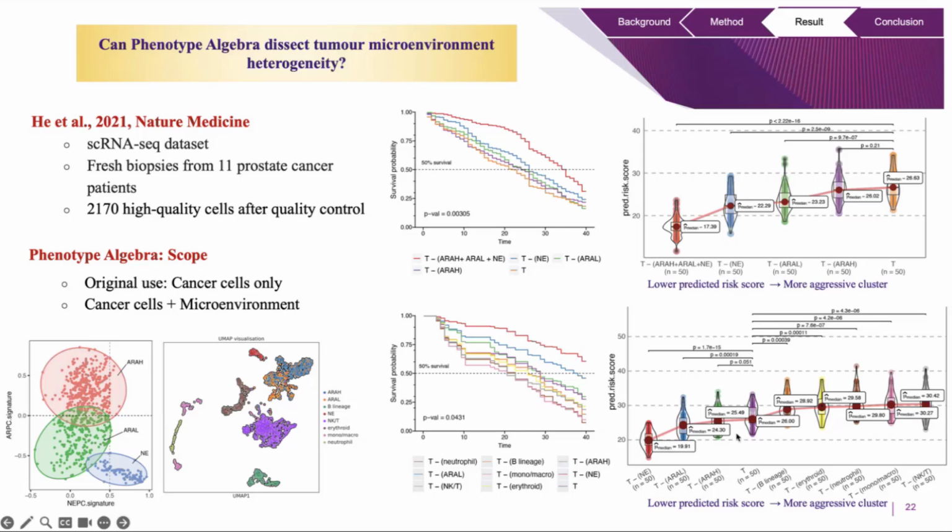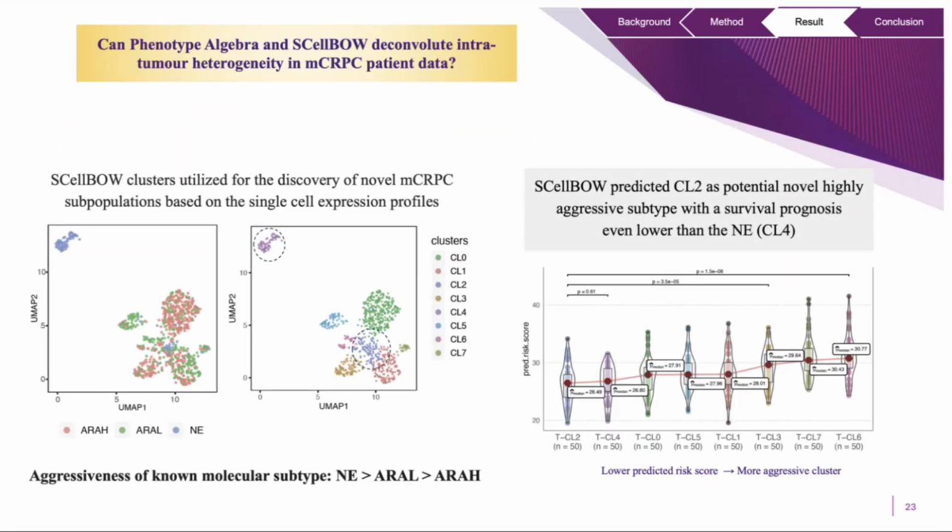So this is my whole tumor. On the left hand side, we can see all the subtypes that are present within the tumor of the cancer. And on the right hand side, we can see that it has all the normal cells, like the immune cells, the B cells, the T cells, the erythroids. So this is another application of this phenotype algebra module where we can use it to identify the cancerous cells from the non-cancerous cells.